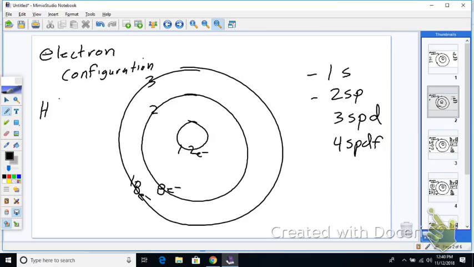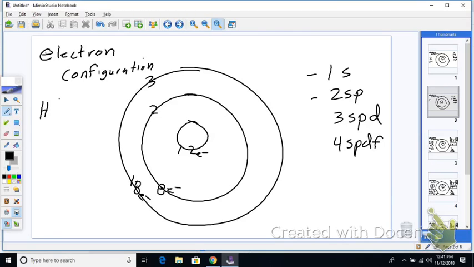Okay, so we'll start out with the easiest one. Hydrogen has 1 electron in it. The progression is these electrons are already there. I kind of make it seem like these electrons are coming in, but they're already in the atom. They're not really coming in. They're there, and we're just describing where they're at.